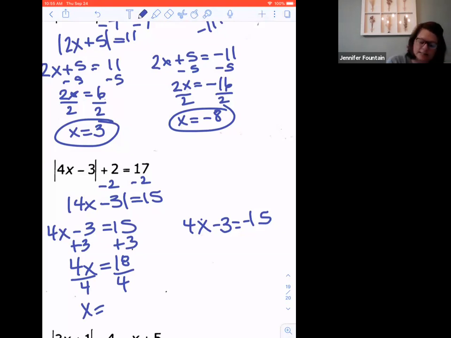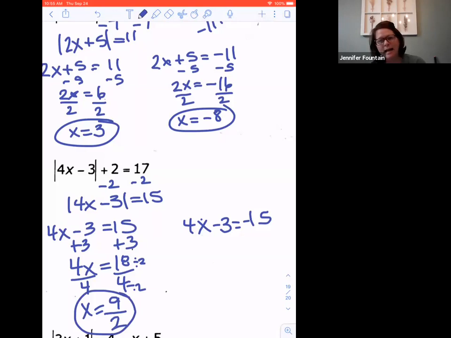Yeah, I'm just going to leave it as an improper fraction, but the main thing is I've got to reduce that. And since 18 and 4 are both even, I know that they can both be divided by 2. So 18 divided by 2 is 9. 4 divided by 2 is 2. So my first answer is 9/2. I don't have to change it to a mixed number. I can leave it as an improper fraction as long as it is in simplest form.